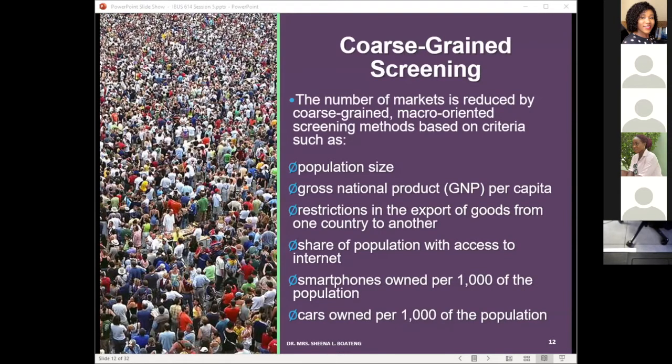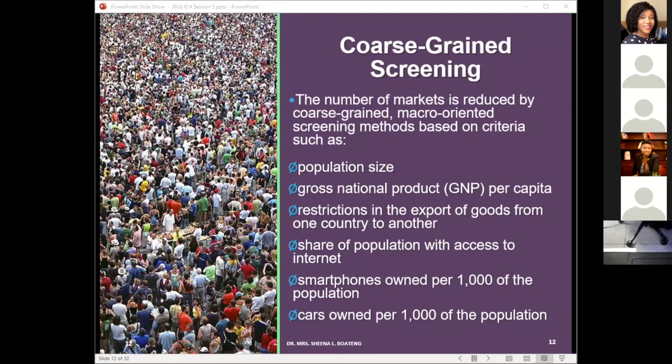So cars owned per thousand of the population could be another coarse-grained criterion. Remember, all these factors we are discussing are at the macro environmental level, which play a significant role in helping to sift out the chaff of the general group of segments that you find. Good, Tata Mahindra is one, right? Then Suzuki and Maruti is the one that I was talking about in terms of the partnership that they did to enter India, right? So well done, Nigel.